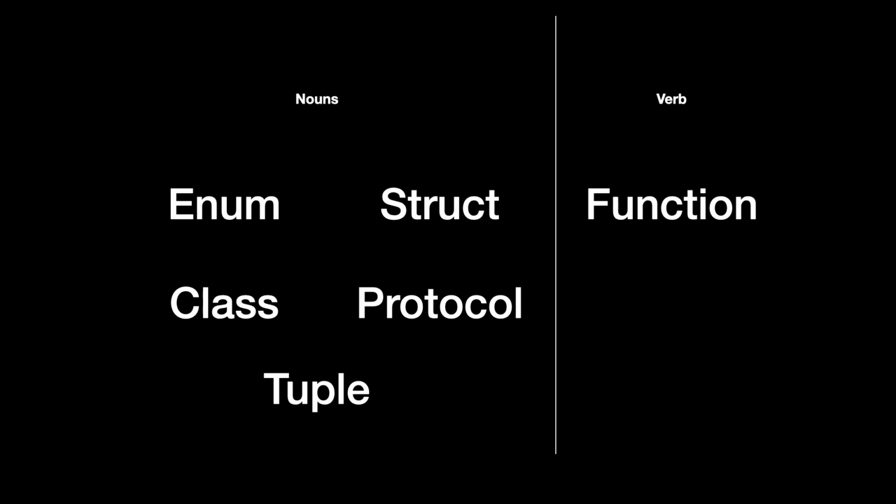As I mentioned, there are 6 fundamental types. However, only one of them performs actions. Enums, structs, protocols, and tuples are like nouns. They are something. Functions, however, do something.